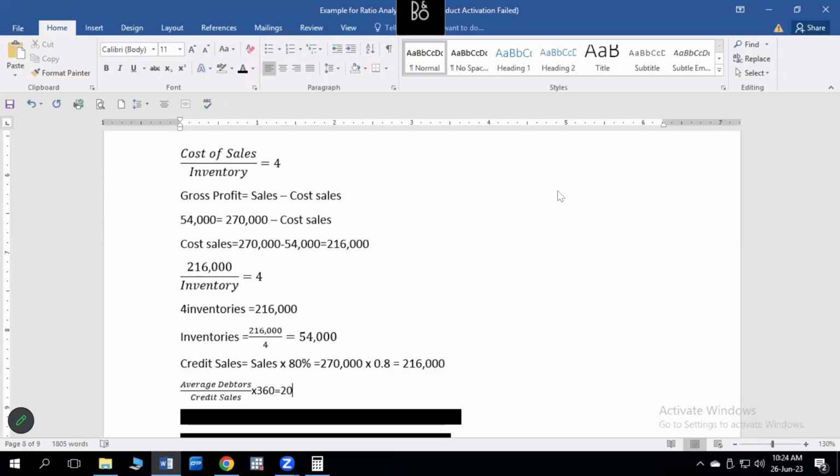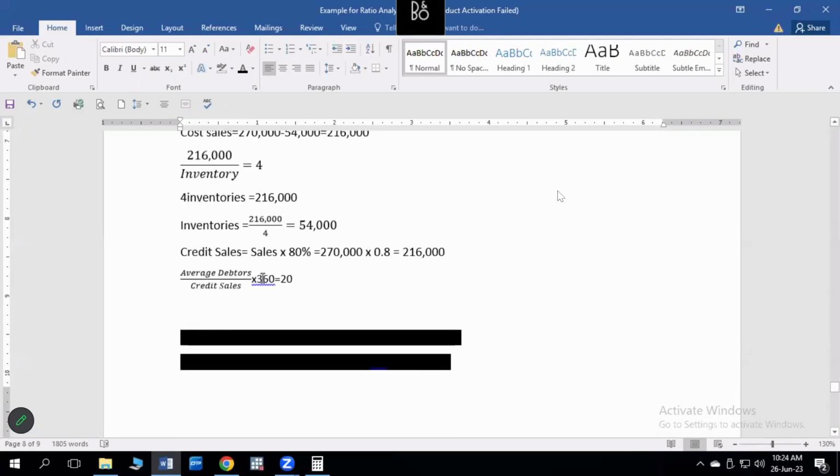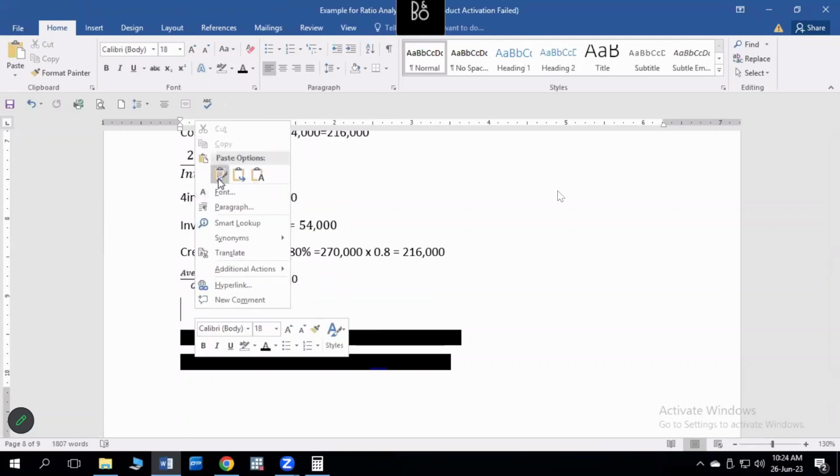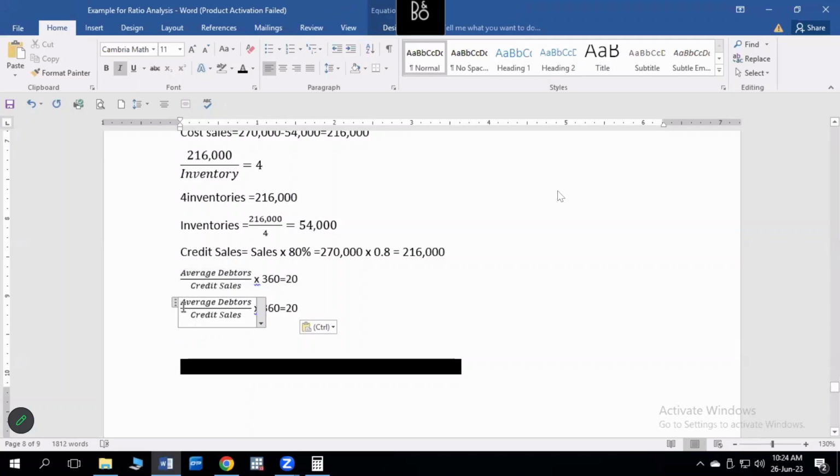Right. So you can take it to substitute. The next step, you substitute all this. Average debtors you don't know, but credit sales you have found, 2,16,000.